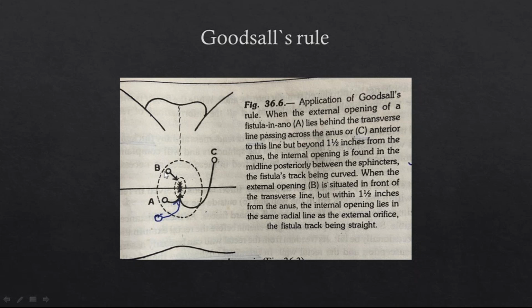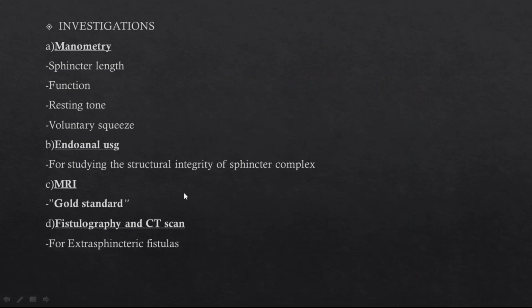And if this external opening on the anterior side is beyond 1.5 inches, see here you can see the alphabet C, it is anterior, but it is beyond 1.5 inches from the anal verge, then the course of the tract is a curved tract. The course of the tract is the curved tract opening in the posterior midline. Okay. So that is solved.